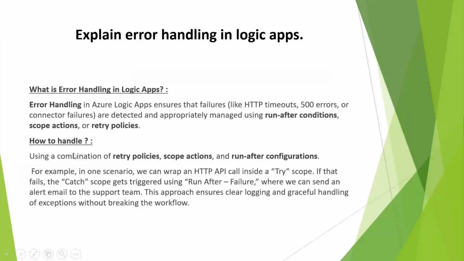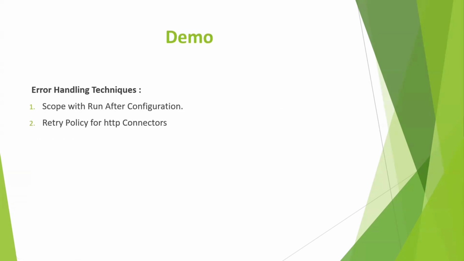Okay, how to handle that? Using a combination of retry policies, scope actions, and run after configuration, we can handle the errors in Logic App. For example, in one scenario, we can wrap an HTTP API call inside a try scope. If that fails, the catch scope gets triggered using run after failure, where we can send an alert email to the support team. This approach ensures clear logging and graceful handling of exceptions without breaking the workflow. Okay, this is about error handling in Logic App.